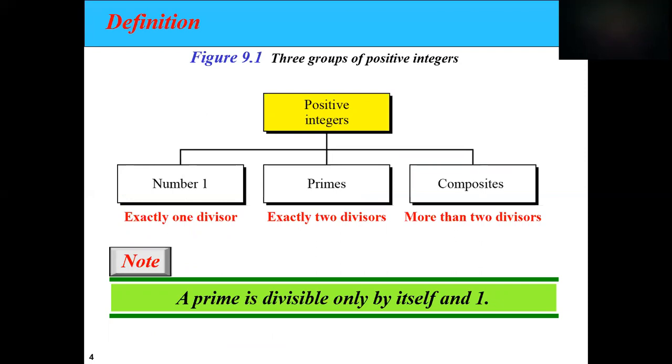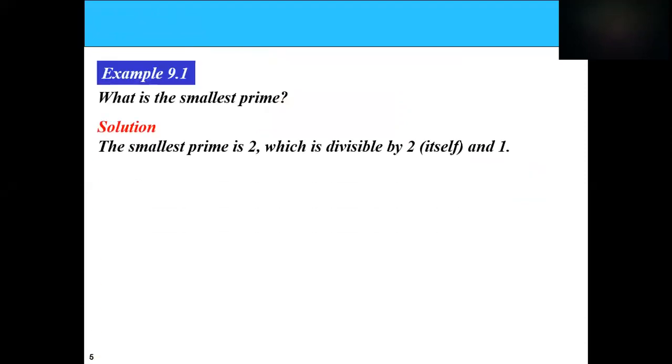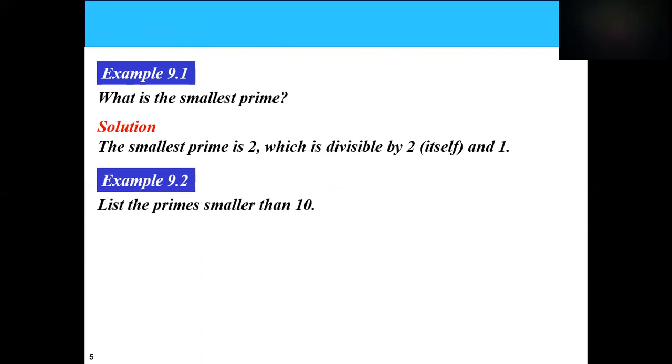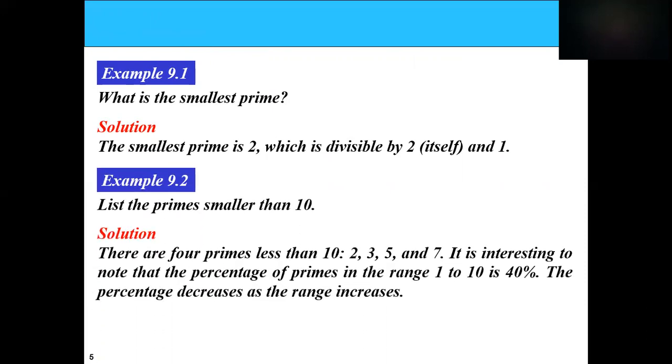A prime has exactly two divisors. It is divisible by itself and the unit element, that is, one. Then a composite number has more than two divisors, so a composite can be broken into a product of primes. What is the smallest prime number? The smallest prime number is 2, and it is divisible by itself and 1. Another example: list the prime numbers less than 10. That is 2, 3, 5, and 7.